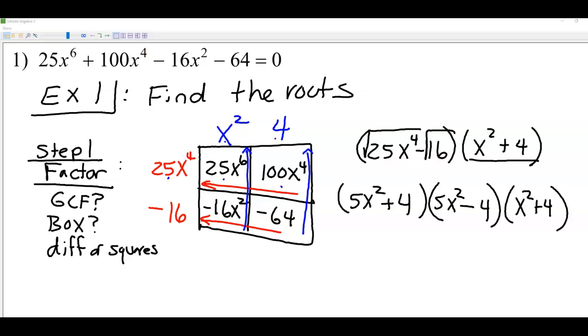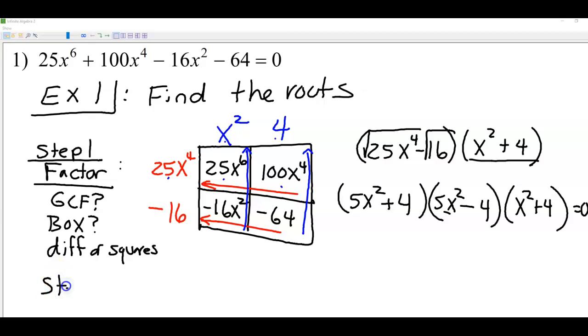Okay. Do you guys see any other differences of squares up there? The one in the middle is close, right? Because 4 has a square root, and we do have a minus, but the 5 kind of ruins it, so that's not a difference of squares. So we're going to leave it at that. Now, they said this whole thing equals 0, right? So I'm done with step 1. That's the hardest step, is the factoring.